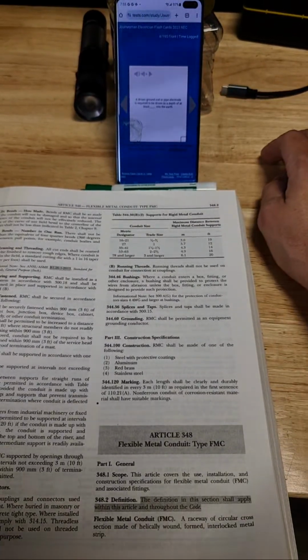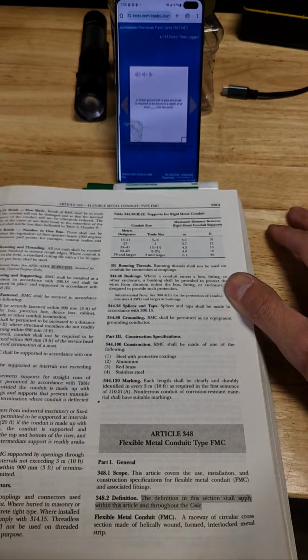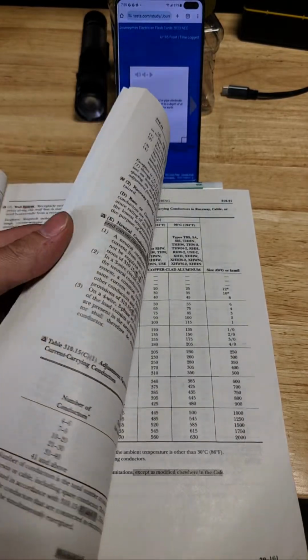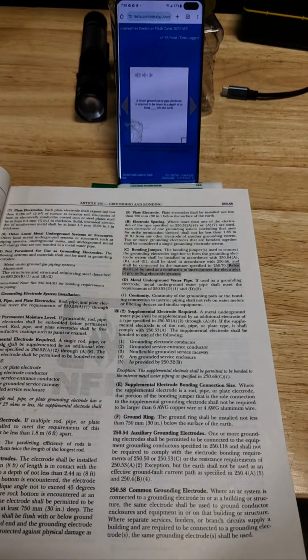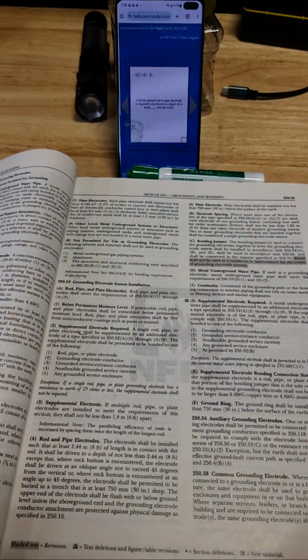Okay, a driven ground rod or pipe electrode is required to be driven at a depth of at least blank into the earth. We know it's 8 feet, but we want to know where to find it. It's talking about grounding. Let's go to Article 250. We're going to go to electrodes. We actually turned right to it because I've just been doing this for too long.